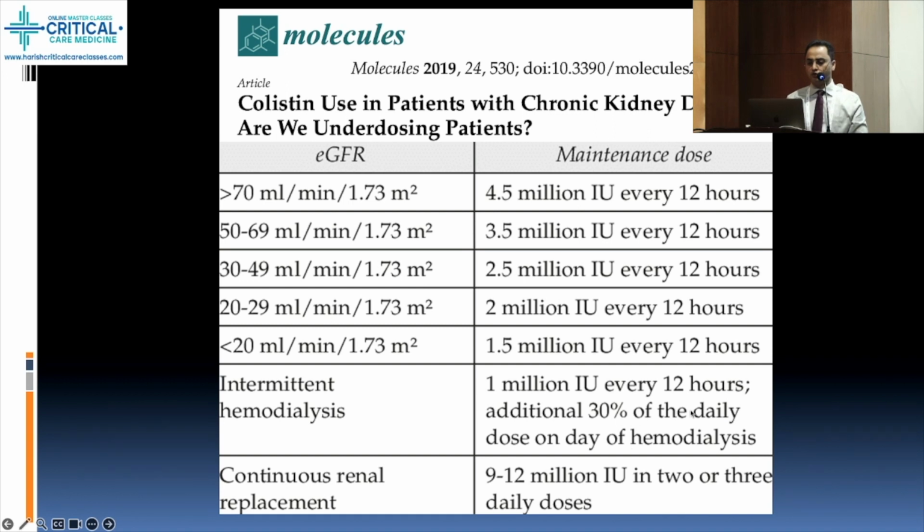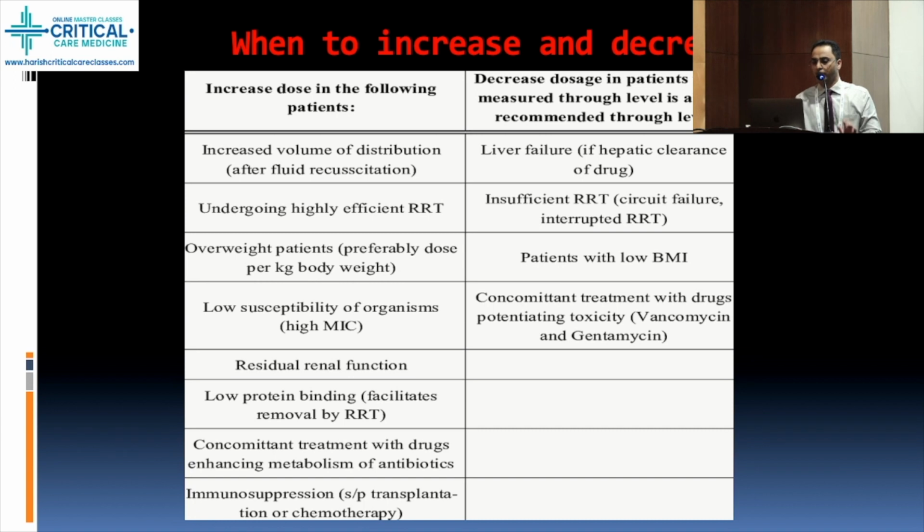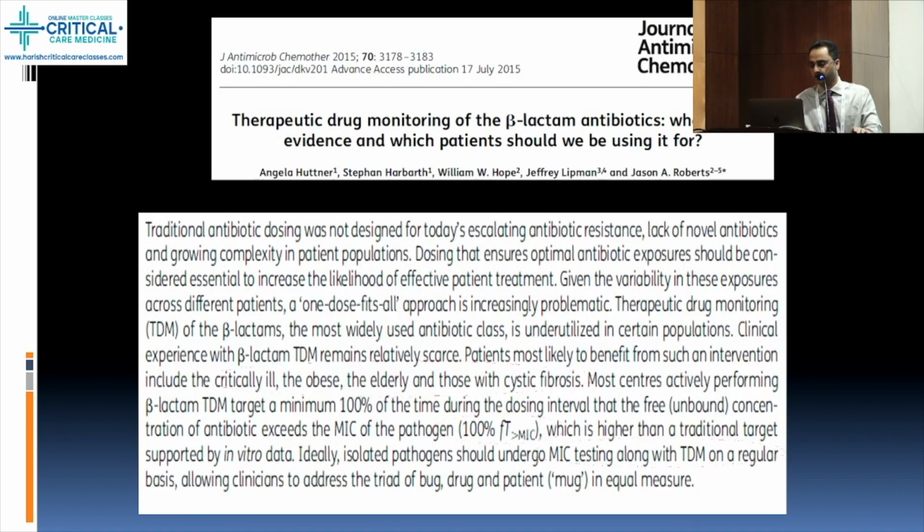Colistin dosage: remember, we need to give at least 30% extra dosage post SLED or post intermittent hemodialysis. On CRRT, go ahead and give a full dosage. So when to increase or decrease, this is to summarize. I told you all these water soluble agents, in the initial stage give a full dosage. In a sick patient, just individualize the dosage. Don't jump on adjusting the dosage.